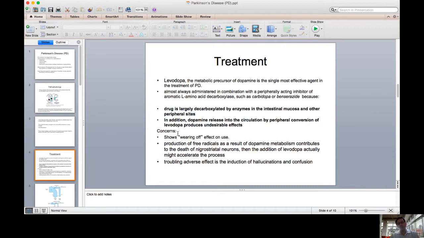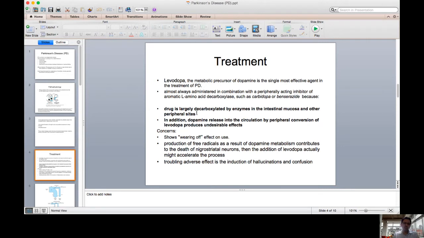Now, what this says is levodopa, which will eventually be broken down into dopamine, is utilized, but along with carbidopa, a preferential decarboxylase inhibitor. Why is it so? There is a reason behind this. The reason is, if levodopa or dopamine is given single-handedly, the drug will be largely decarboxylated by enzymes in the intestinal mucosa or other peripheral sites, leading to the drug in the form of dopamine not reaching the areas where it is actually supposed to reach and act.